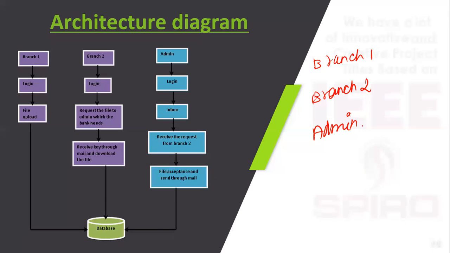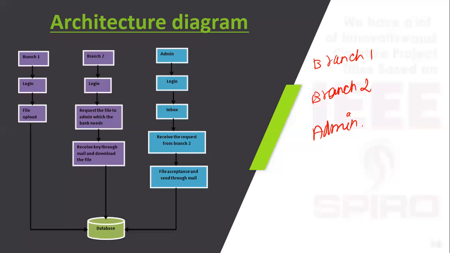Branch 2 will log in and view the files uploaded by branch 1. If branch 2 wants a particular file uploaded by branch 1, they will send a request to the admin. The admin will see which branch uploaded the file and which branch needs access.